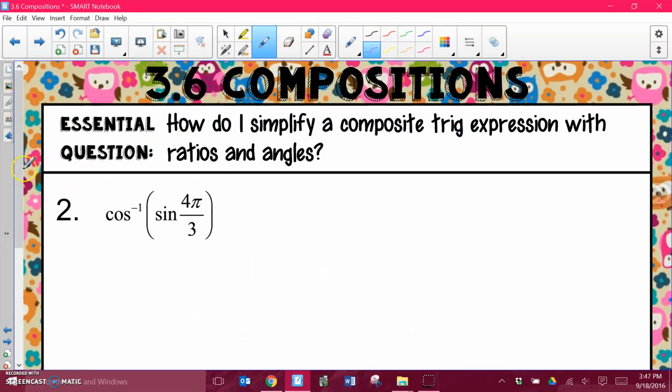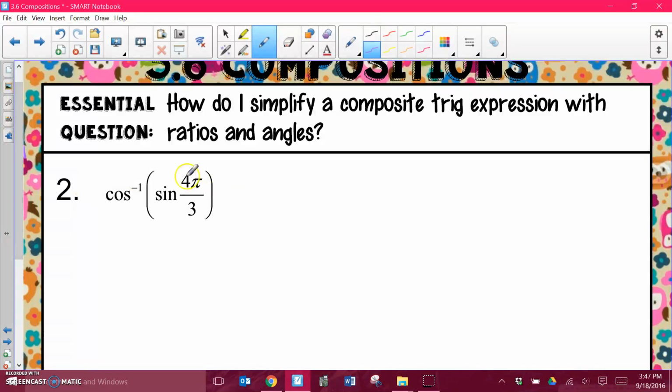Okay, the other type of composition you might see looks like this one, where it says sine of 4π/3, and then it has the inverse on the outside. So they've already given you the angle here. 4π/3 is an angle. So what they need you to find here is a ratio. So you're going to find something over something, some fraction-type number.